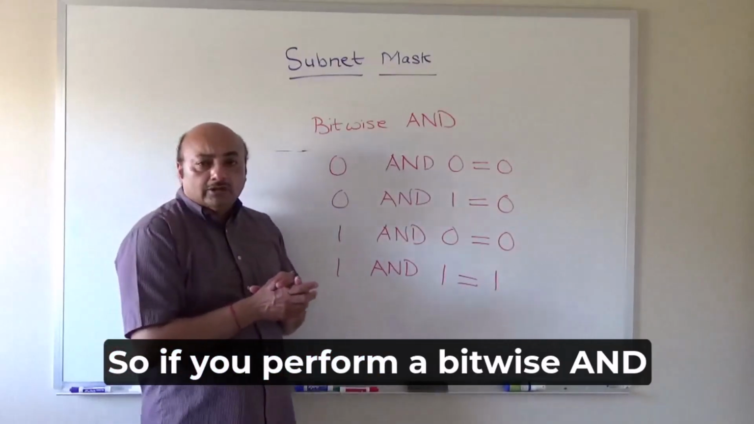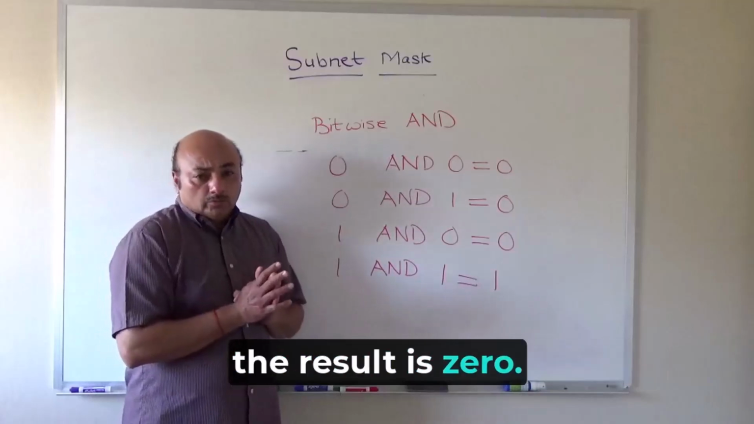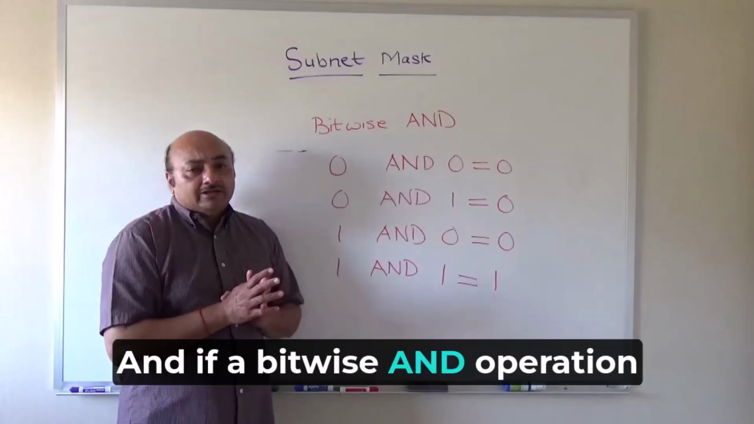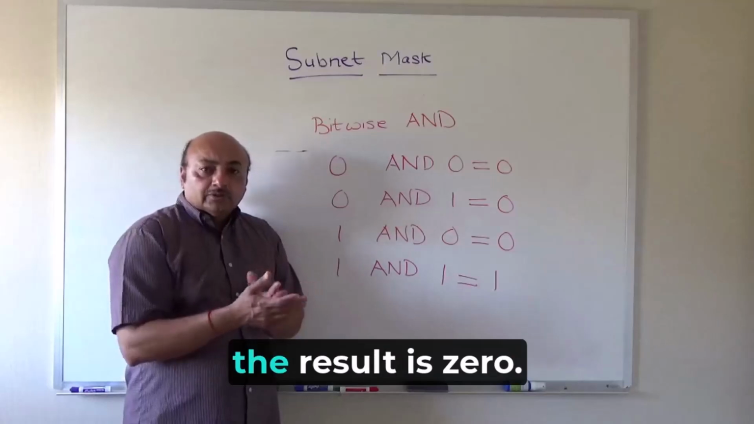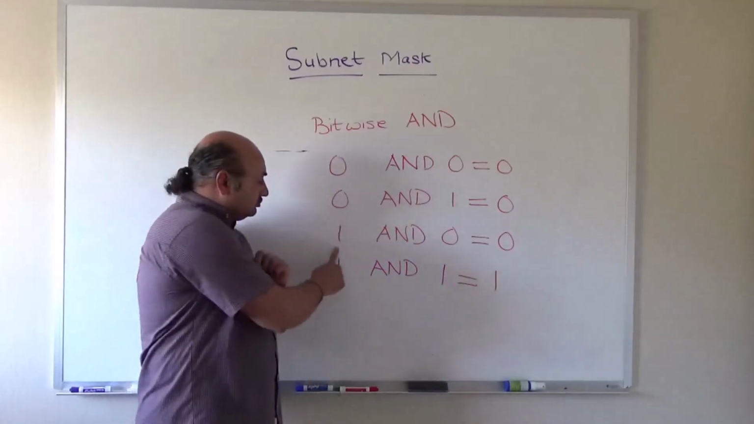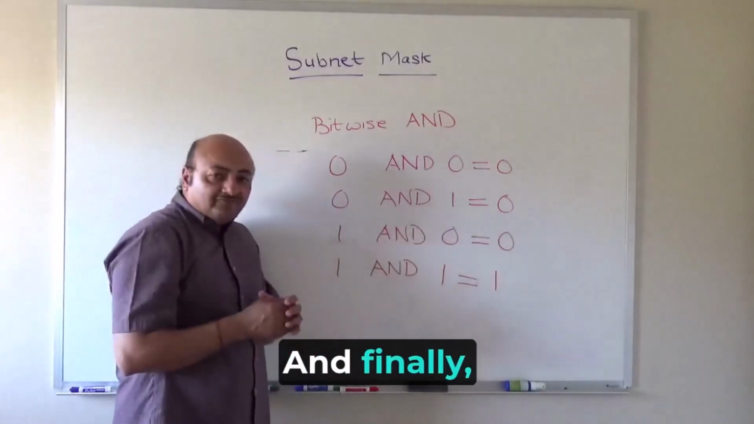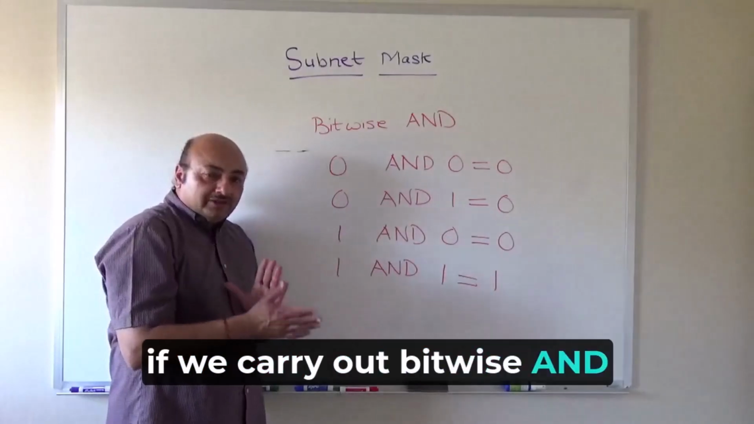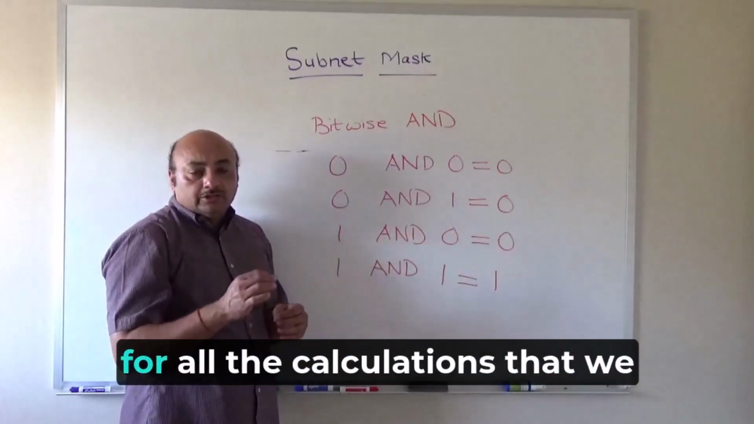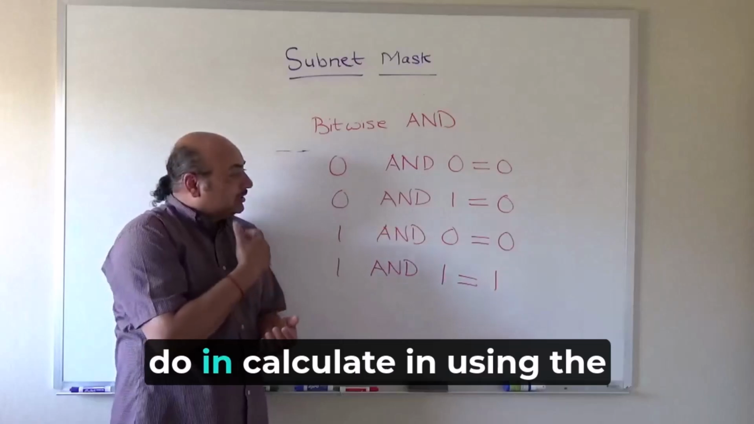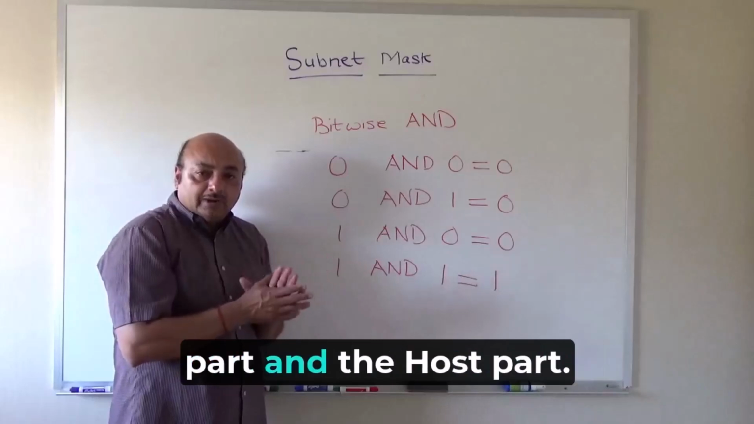If you perform a bitwise AND operation between 0 and 0, the result is 0. If a bitwise AND operation is carried out between 0 and 1, or 1 and 0, the result is 0. And finally, if we carry out a bitwise AND operation between 1 and 1, the result is 1. This is going to be the basis for all the calculations that we do in using the subnet mask with the IP address to determine the network part and the host part.